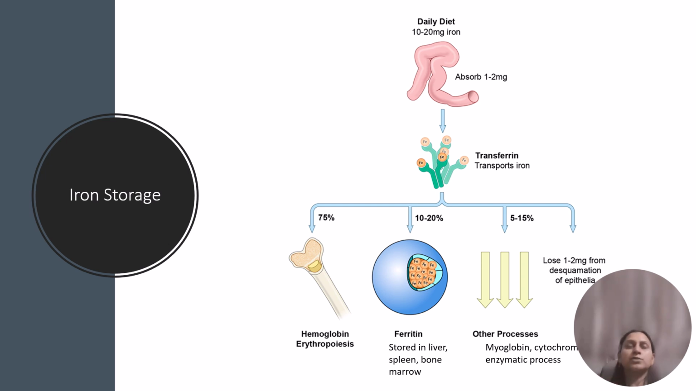75% of iron goes to the bone marrow where hemoglobin production and erythropoiesis is happening. 10 to 20% of it is stored in the liver, spleen, and bone marrow as ferritin. 5 to 15% of it is utilized in other processes such as formation of myoglobin, cytochromes, and other enzymes. 1 to 2 mg is lost because of desquamation of the epithelial cells of the GI tract and the skin.